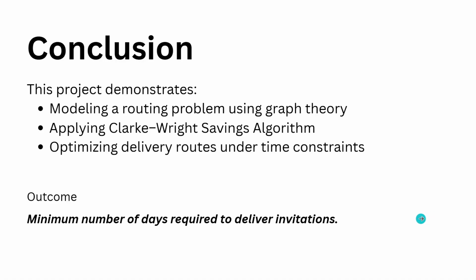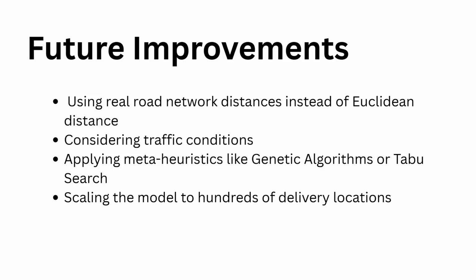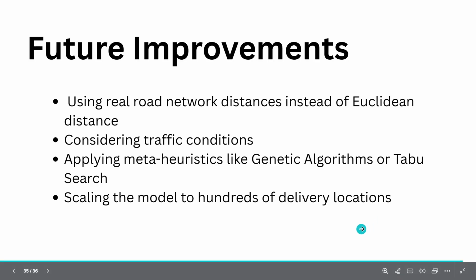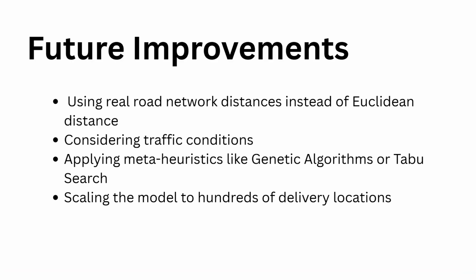The project demonstrates modeling a routing problem using graph theory, applying the Clarke-Wright savings algorithm, and optimizing delivery routes under a time constraint. Outcome: the minimum number of days required to deliver invitations. Future improvements include using real road network distances instead of Euclidean distance, considering traffic conditions, applying metaheuristics like genetic algorithms or tabu search, and scaling the model to hundreds of delivery locations.